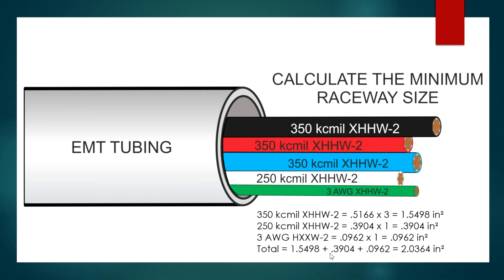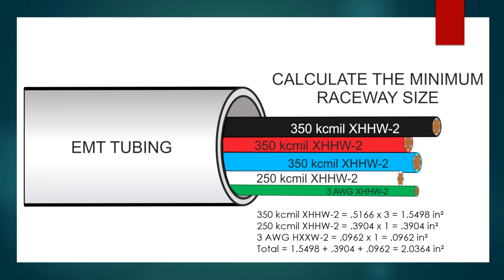Now what I have to do is add these up. So the 1.5498 plus 0.3904 plus 0.0962 results in a 2.0364 square inch approximate area of all these conductors. Now, I need to go to the ENT tubing in Chapter 9, Table 4, and see what raceway is going to hold all these conductors and not exceed the 40% fill requirement.